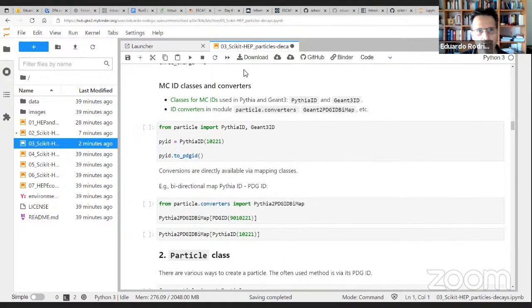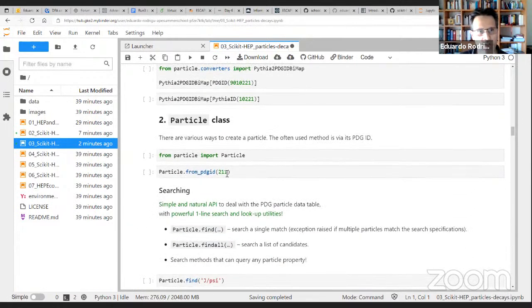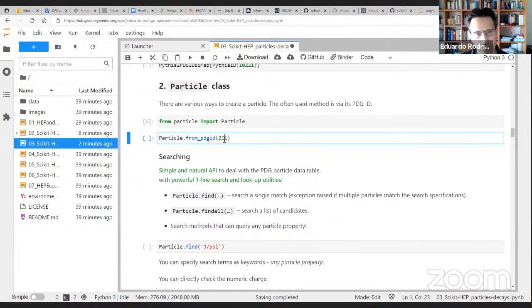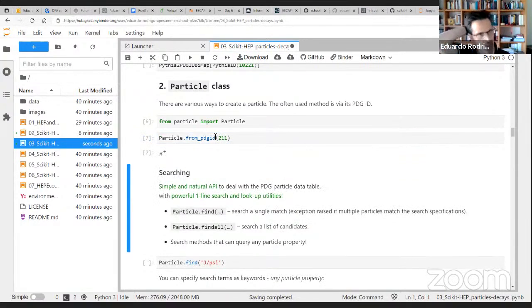I said I would not go into converters because that's a bit too new. So let me go straight into the main class, which is the Particle class. Unexpectedly, this is a class to deal with particles, and we just mentioned the pion, the PDG ID 211. If I wanted to create a particle, given an ID, the most common way to do that would be Particle.from_pdgid. And I get the pion. If you are in your notebook, it then gives you a nice display of the actual particle. So this is indeed the pi plus.